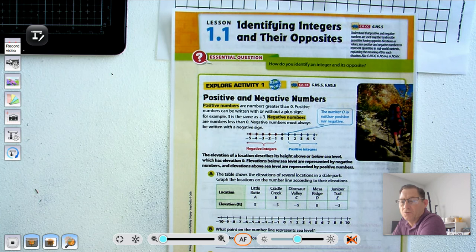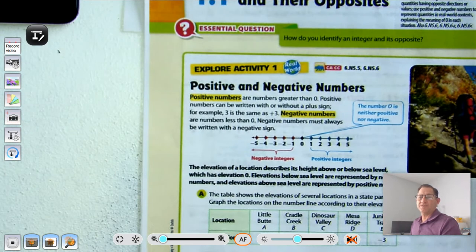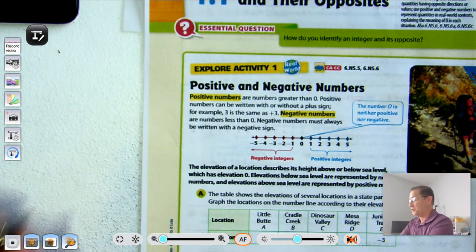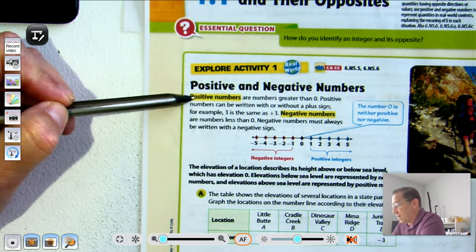We're in Module 1, Lesson 1.1, Identifying Integers and Their Opposites. We're on page 7 of Lesson 1.1. So let's look at the Explore the Activity, because our essential question is, how can you identify an integer and its opposites? So there are some vocabulary words we need to know. Okay, vocabulary terms. Positive numbers.